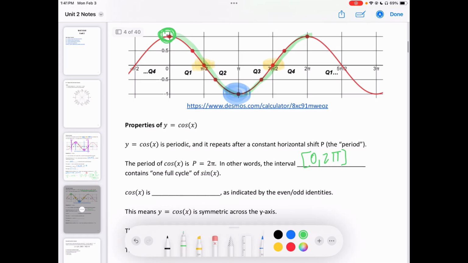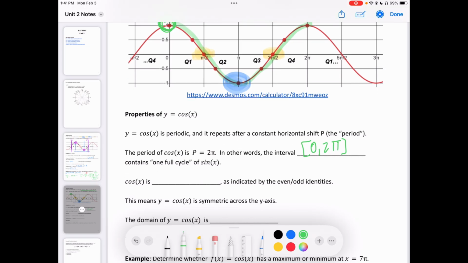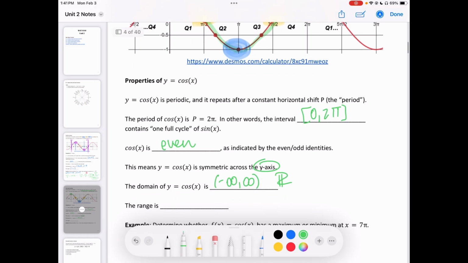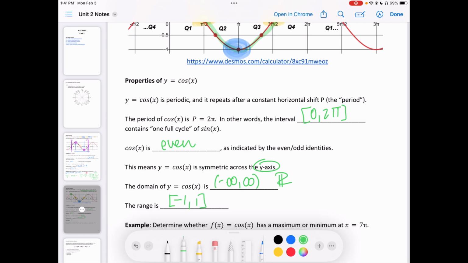All right. Cosine is even. That means it is symmetric across the y-axis. The domain is the same as sine's. It's negative infinity to positive infinity. And the range is also the same, -1 to 1.